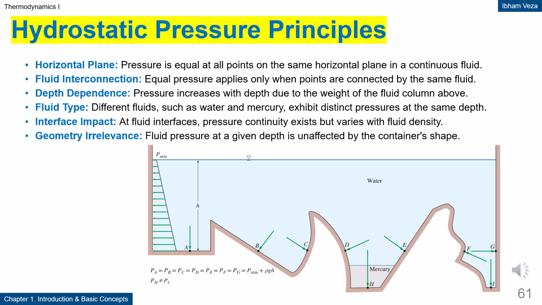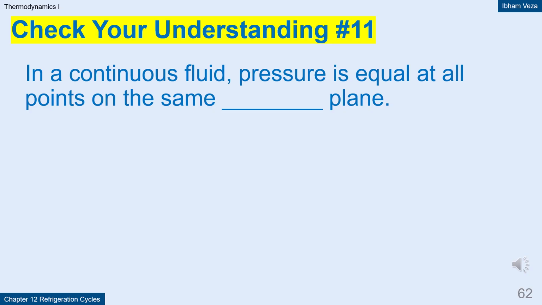Hydrostatic pressure principles. Fluid pressure at the same horizontal level is equal as long as the fluid is continuous and connected. Pressure depends only on depth, not on the shape of the container. If different fluids are used, the pressure at the same depth can be different because of density differences. At the interface between two fluids, pressure remains continuous even though the gradient changes. These principles form the basis of hydrostatic pressure analysis. In a continuous fluid, pressure is equal at all points on the same horizontal plane.